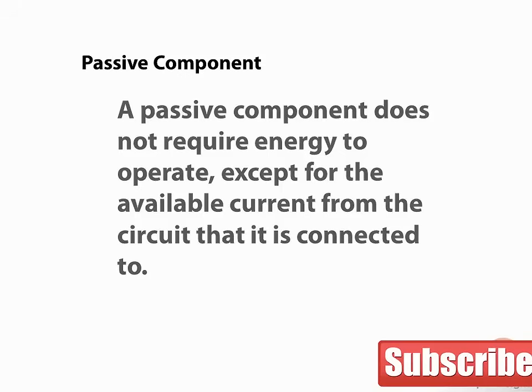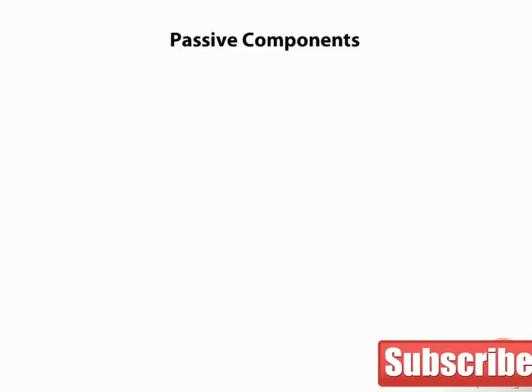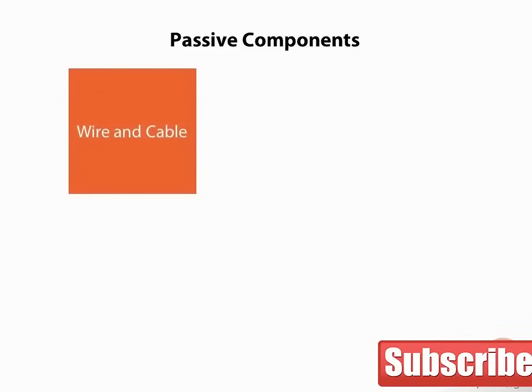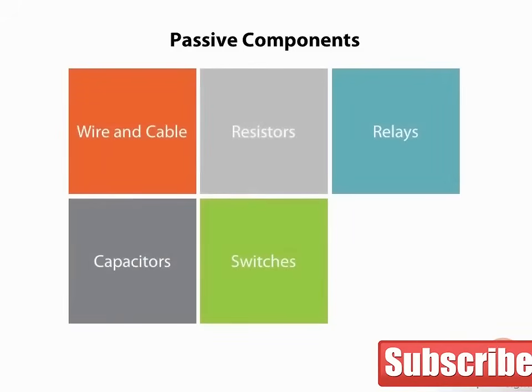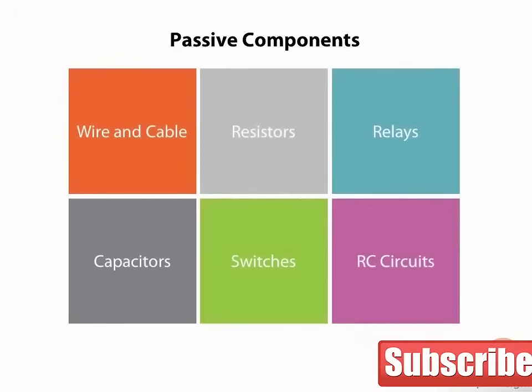We're going to use a very loose categorization of components, and in fact some of what we are going to consider as passive components could by definition be considered active components. Passive components that we are going to look at include wire and cable, switches, relays, resistors, capacitors, and once we've taken a look at these components, we'll look at a basic resistor-capacitor circuit.